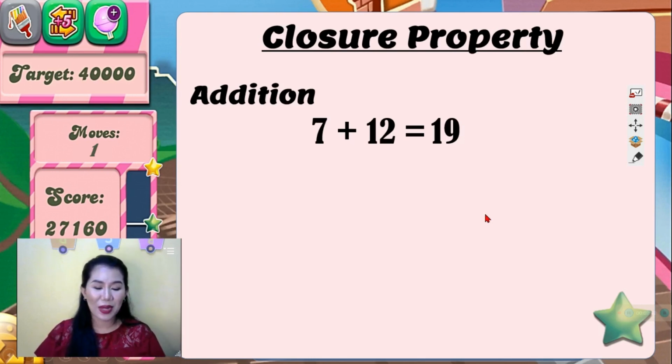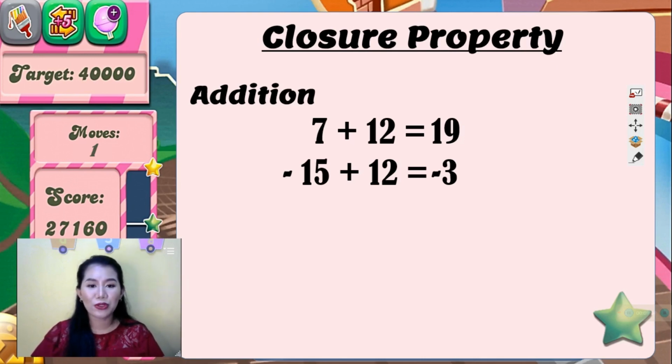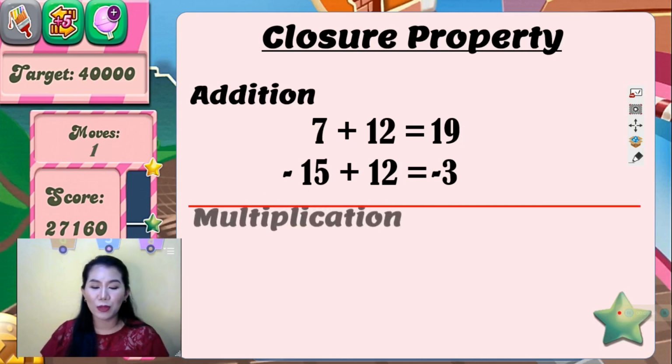Like 7 plus 12 is equal to 19. Negative 15 is an integer, plus 12 is an integer. Therefore, the answer, which is negative 3, is also an integer. So, yun yung ibig sabihin ng addition. Now, we also have the closure property for multiplication.